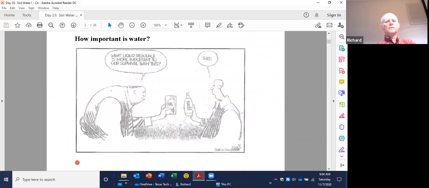This first cartoon shows how important water is. What liquid resource is more important to our survival than this? And there's a can of oil. The other guy has a bottle of water. When I teach this course or other courses face to face, I look around the audience and see if anybody has a one-time use bottle of water. I hope none of you have a one-time use bottle of water, for many reasons.